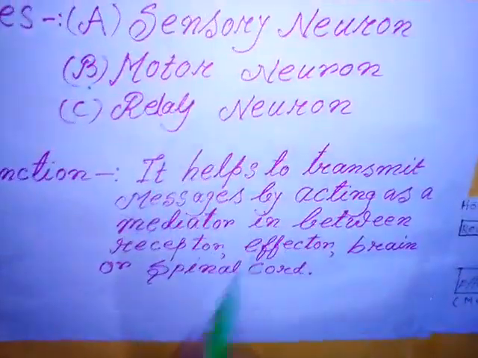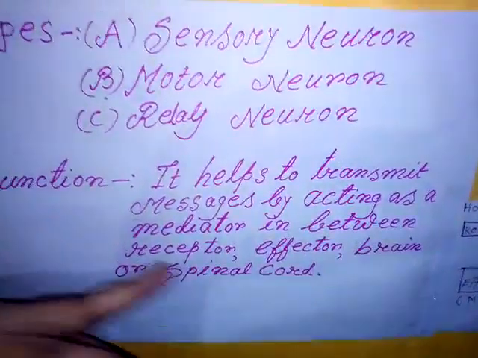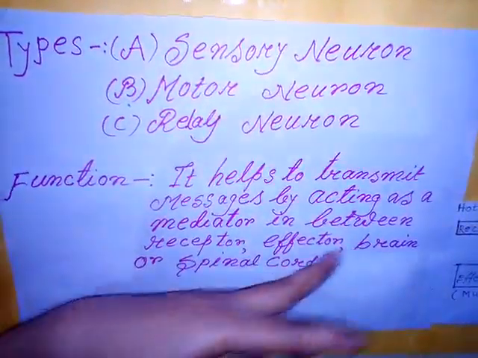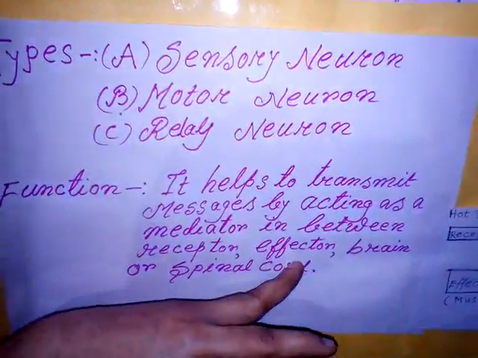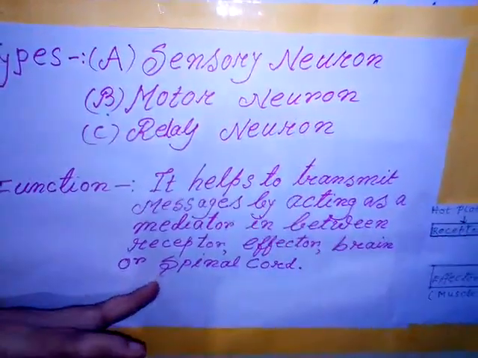Thus we can say the function of neuron is that it helps to transmit messages by acting as a mediator in between receptor, effector, brain and spinal cord.